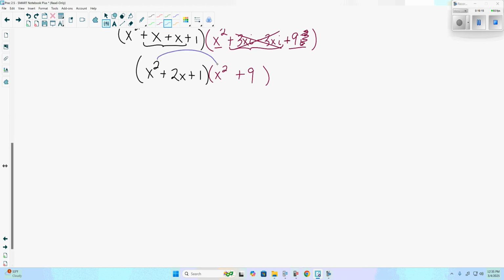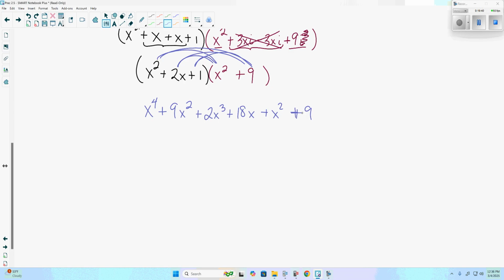And lastly, we just got to multiply this out. X squared times x squared is x to the 4th. X squared times 9 is plus 9x squared. 2x times x squared is plus 2x cubed. 2x times 9 is plus 18x. 1 times x squared is plus x squared. And 1 times 9 is 9.